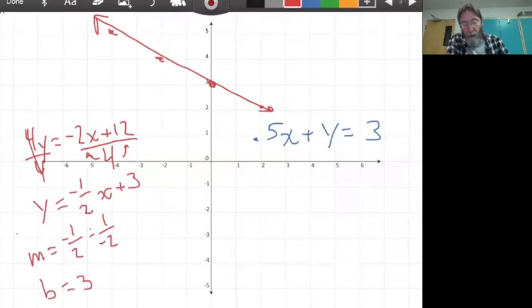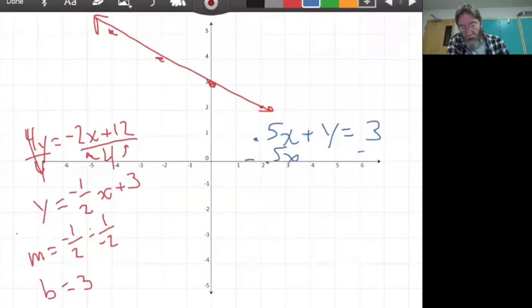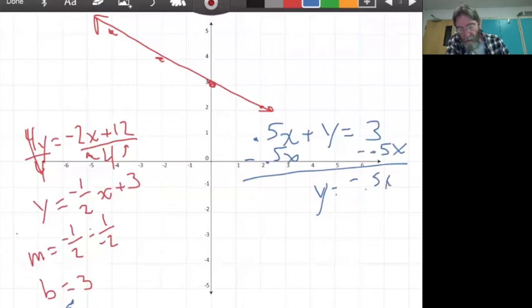All right, let's work on this blue line now and see what that looks like. We want to solve this thing for y, so we want to get the y by itself. And you can see you've got this 0.5x here, so we got to get rid of that. Let's subtract a 0.5x and subtract a 0.5x. That leaves me with y equals -0.5x plus 3.